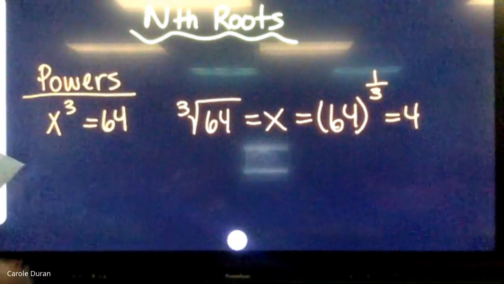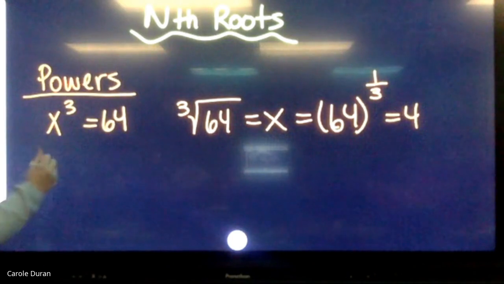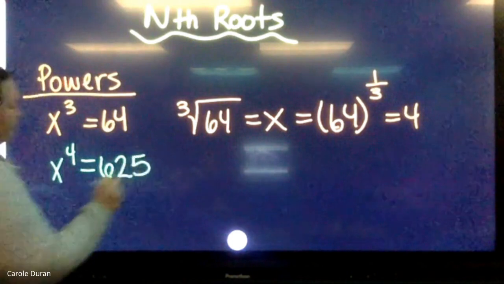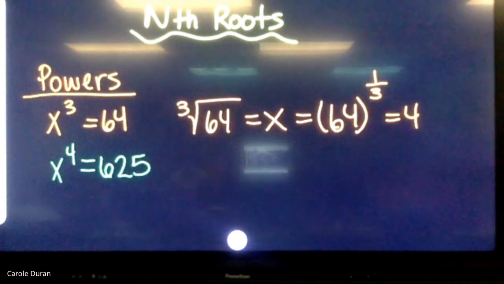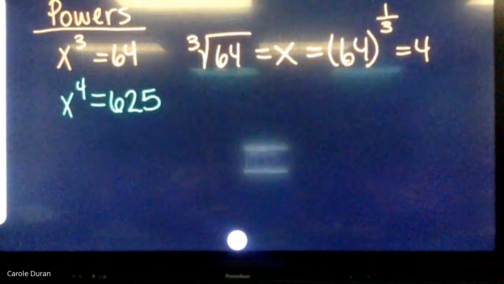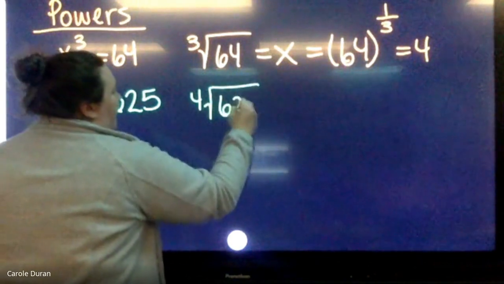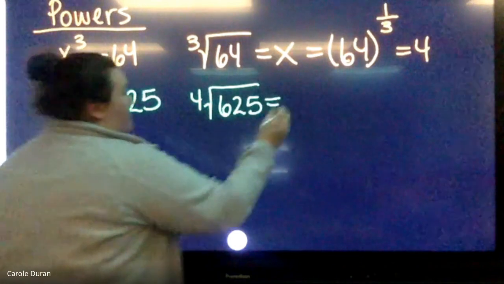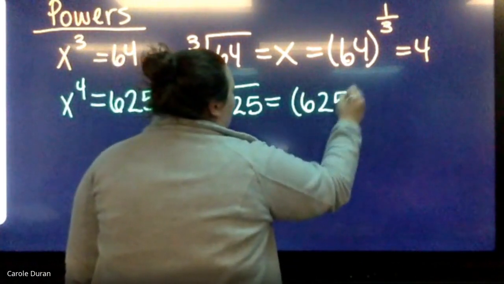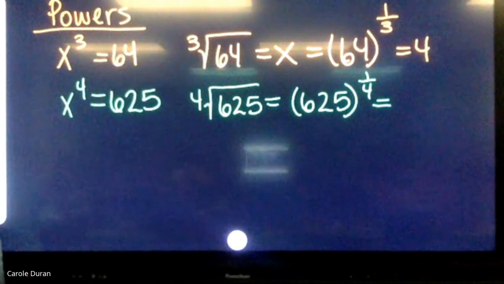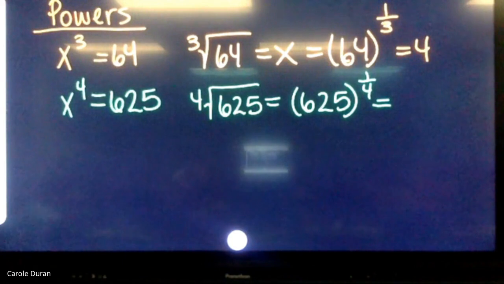Same thing applies if I'm trying to take the 4th root of something. So if I have x to the 4th equals 625, and my goal is to solve for x, what am I going to do? Well, I'm going to rewrite it as the 4th root of 625, which becomes 625 to the 1 over 4 power, which I can put into a calculator. Any ideas about what it's going to be? 25? Not 25. 5.